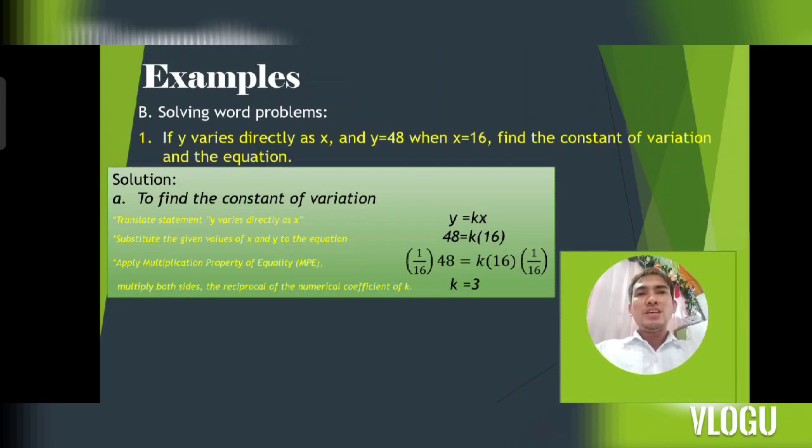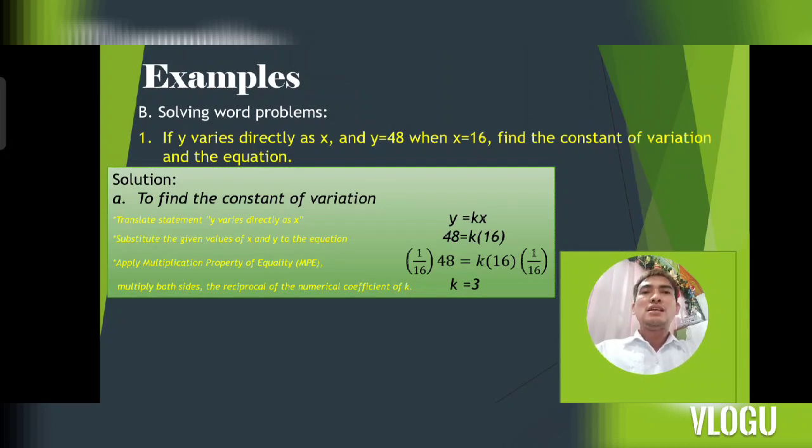Substitute the given values of x and y to the equation. So again, the y value is 48 and x is equal to 16. Apply the multiplication property of equality, which is MPE. Multiply both sides by 1 over 16, since we are looking for the value of K, which is the constant of the variation.